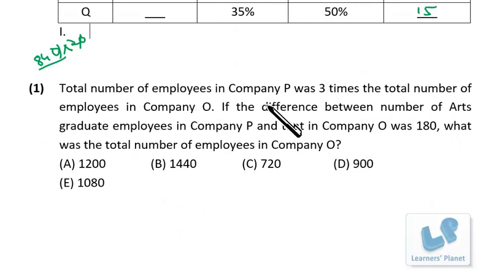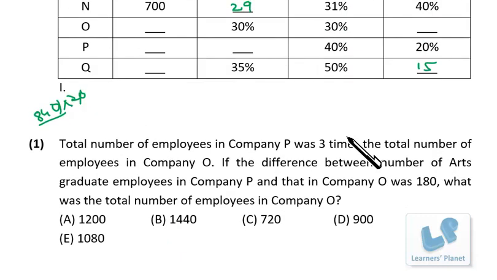Total number of employees in company P was 3 times the total number of employees in company O. Suppose the total number of employees in company O is x, then this is 3x. If the difference between the number of arts graduate employees in company P and that of company O was 180, what is the total number of employees in company O? Okay. Difference between arts graduates. So here it is 20% of 3x, right? So I can write 0.2 into 3x, so it is 0.6x. Then 15% of x, minus, right? And that is actually 180.